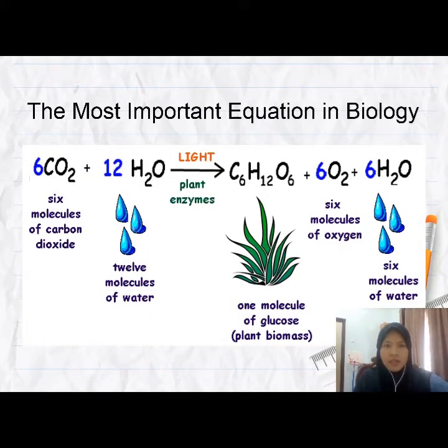Okay, so this is the most important equation in biology, and let's see first. So we have carbon dioxide, and then we have water, then we need the light and also some enzymes. Then the result of this is this glucose, and also oxygen and water. So I hope by now you should know what this equation is about. Okay, so undoubtedly this equation is for photosynthesis.